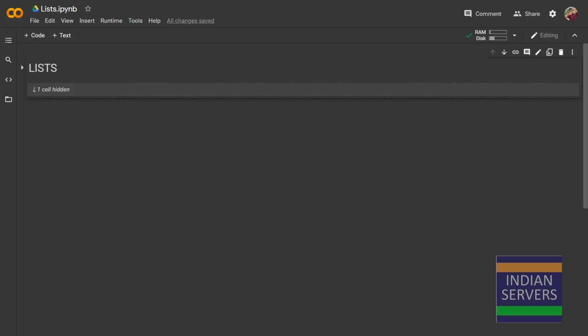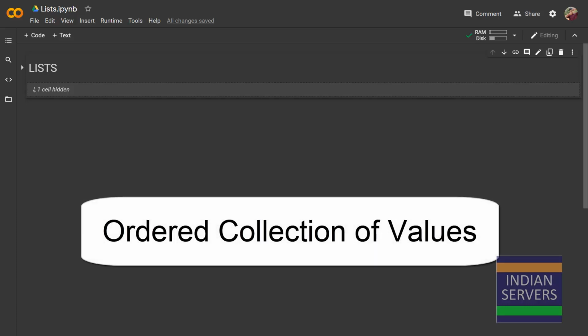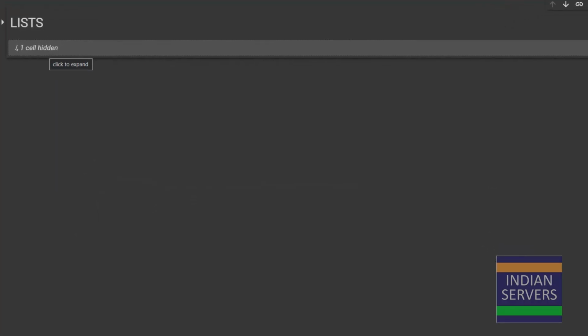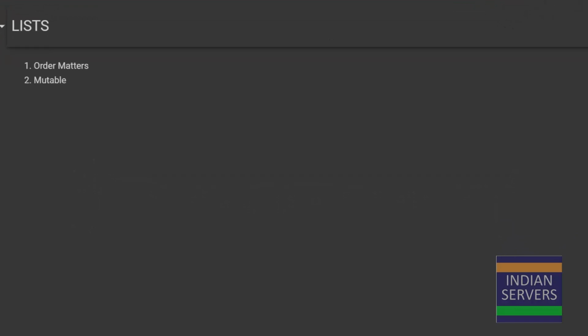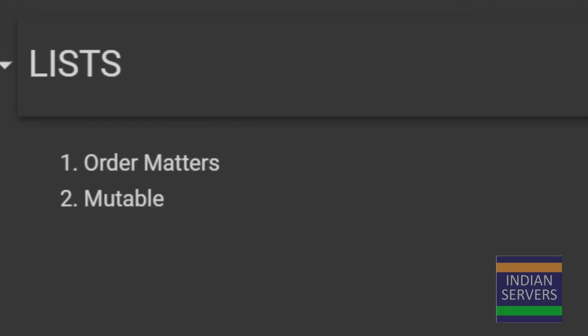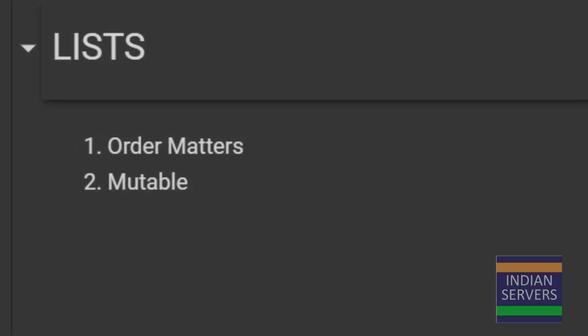To be more precise, a list is an ordered collection of data values separated by commas and enclosed in square brackets. Lists are used when the order of the stored data matters. Also, lists are mutable, so you can modify the values of a list in place.